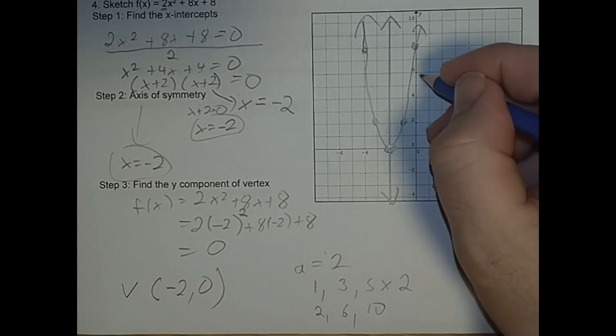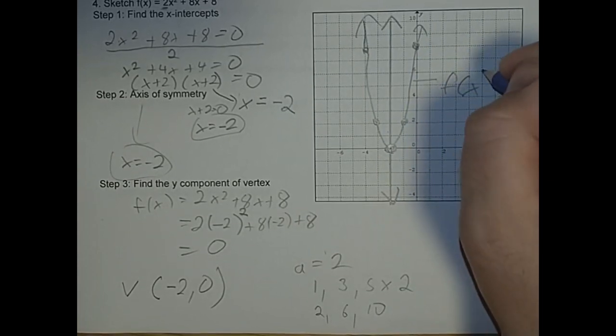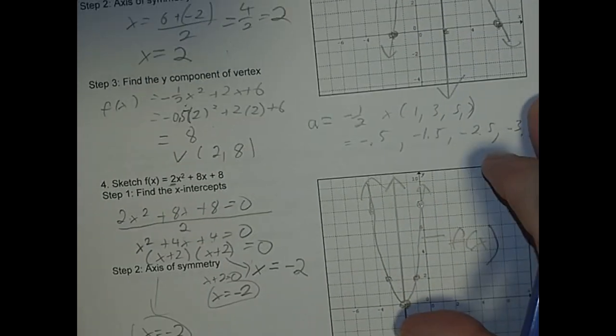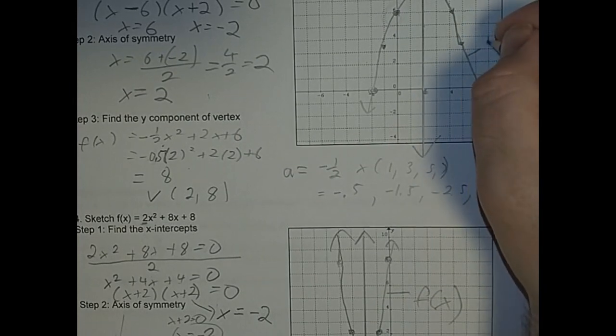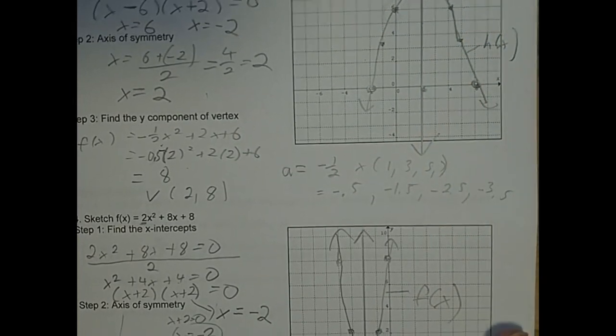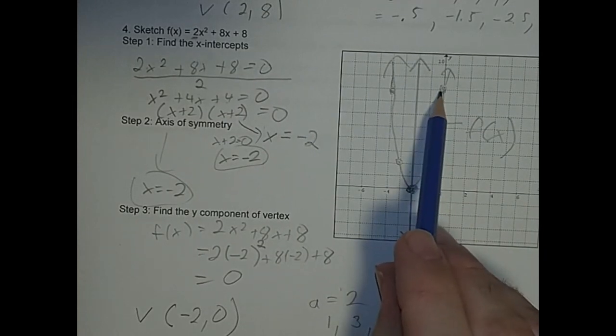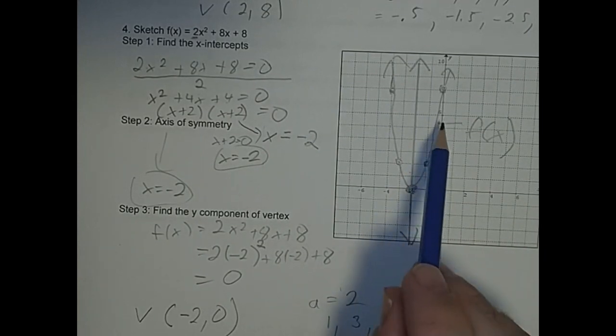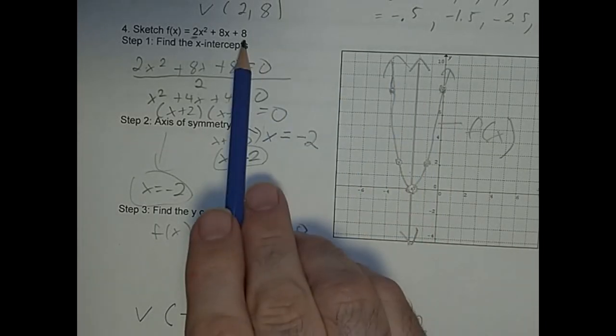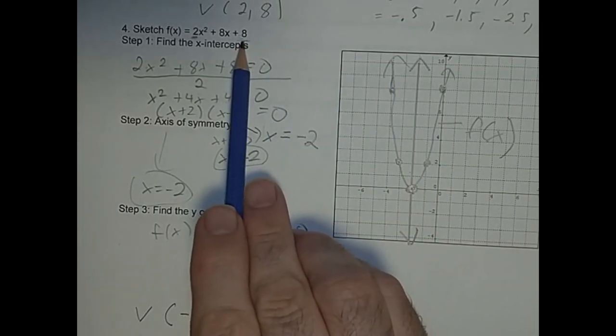And then that's it. We'll just call this one f at x. Should have labeled the other one on top. Should have called that one h of x. And that's our graph. Notice, look, the y-intercept is at 8. 4, 6, 8. The y-intercept is also at 8 here.